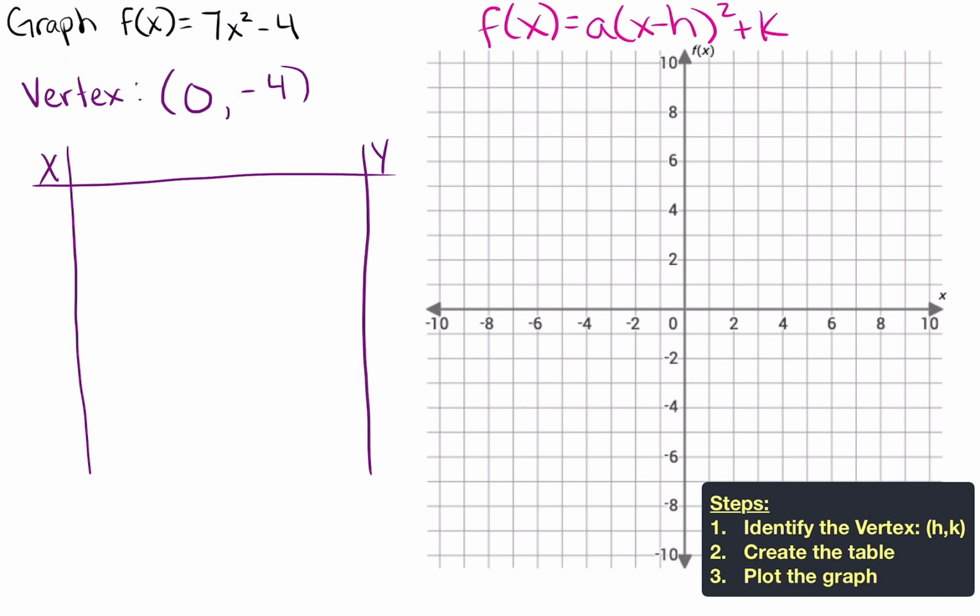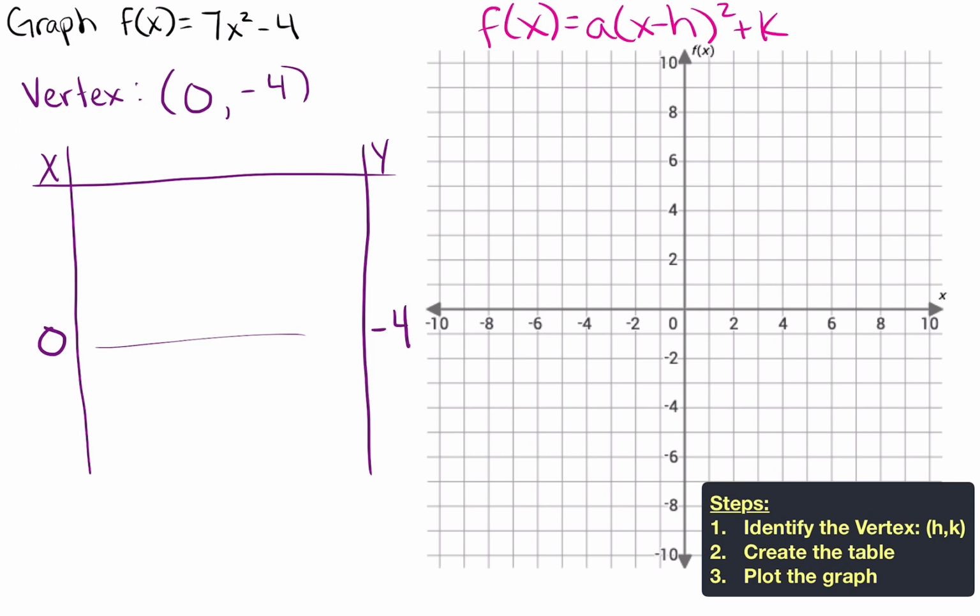Okay, so step one is always to start by identifying the vertex, those h and k values. In this example, we have no h, so it's 0. We have a k, so it's -4. From there, we can move on to creating our table again. Just like in all of the previous examples, our vertex should always go in the center of our table. We get 0, and we get -4 on the y side.